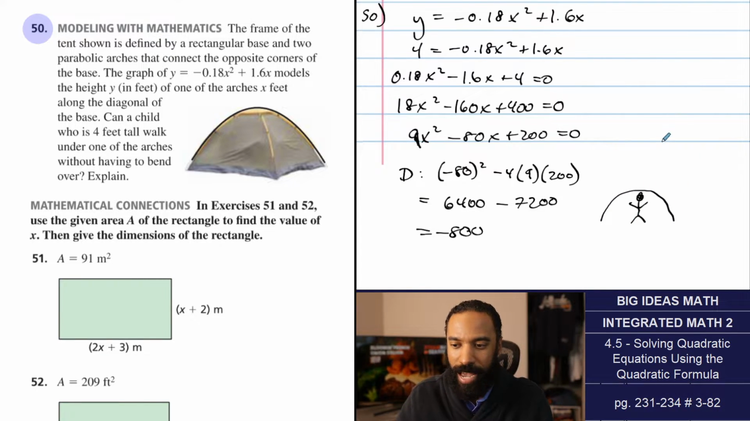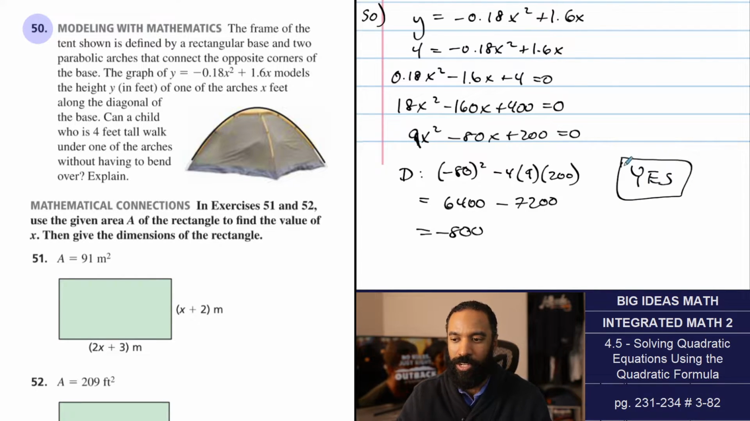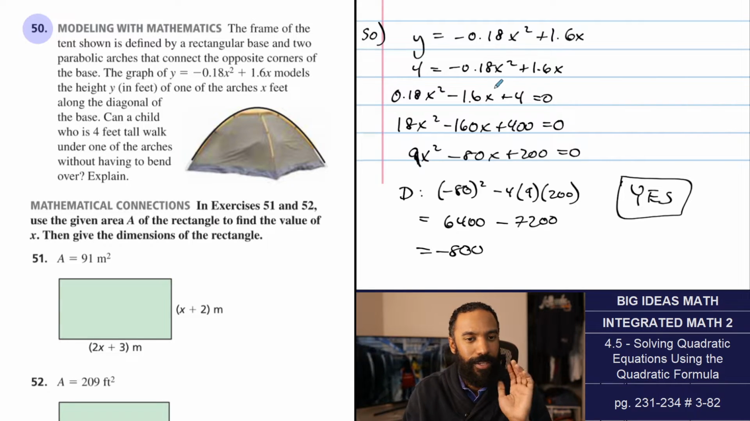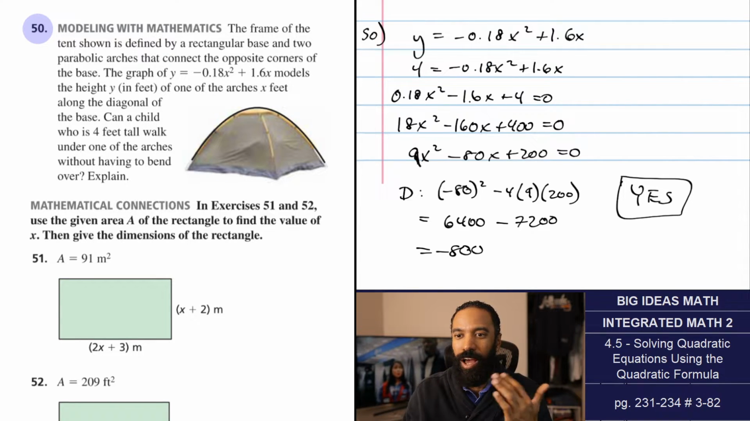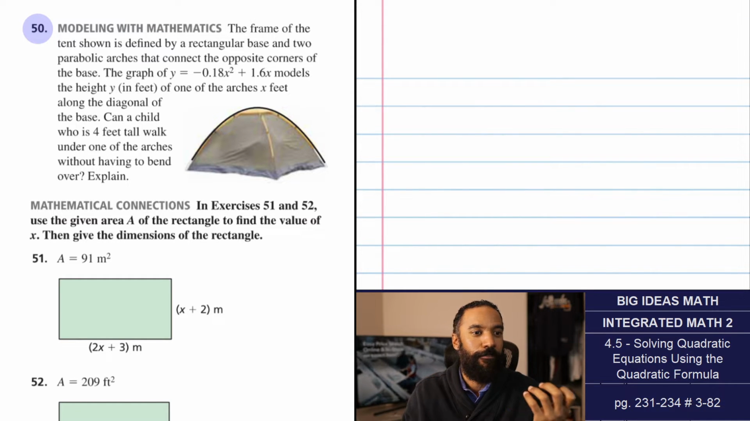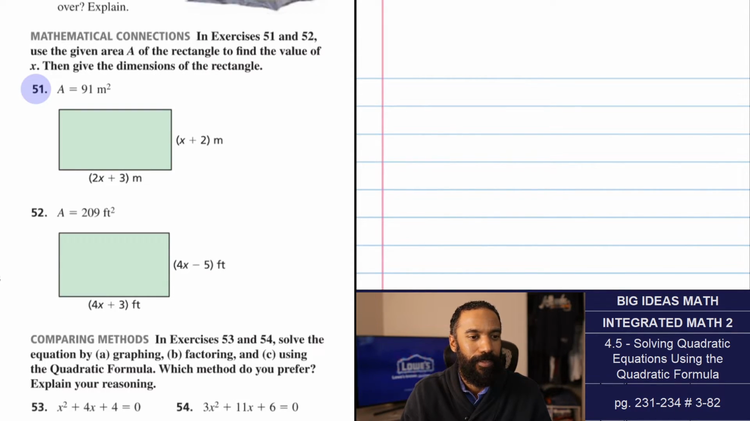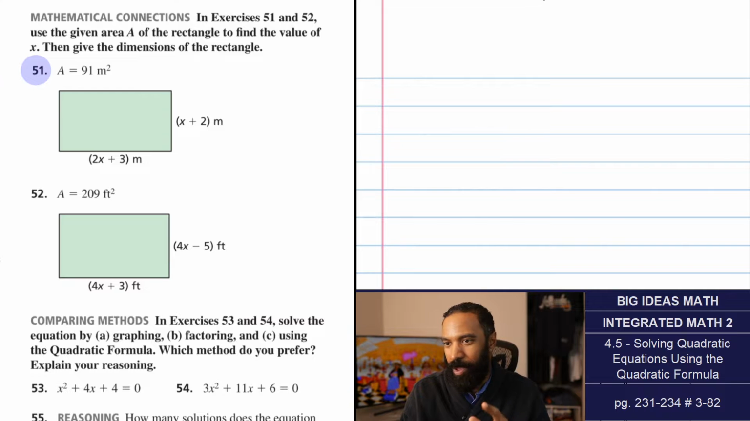If it doesn't intersect with the arch, that's a yes. Your child can do it. If it doesn't intersect, it doesn't bang into it. So the discriminant being negative is a good thing in this case. Or it's not good, but it affirms the answer. It works for our answer. Really got to think about that. That's probably why they asked the question.